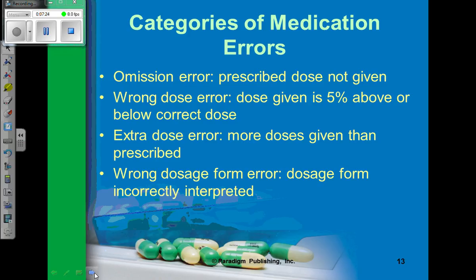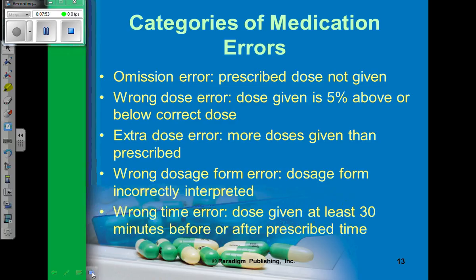Wrong dosage form error, this is the dosage form incorrectly interpreted. It is not, of course, the one that was written on the doctor's orders. So an example of this one would be a drug is given by mouth, but the drug they ordered was an intramuscular injection of that same medicine. Or a capsule form was given instead of a tablet, or an immediate release.